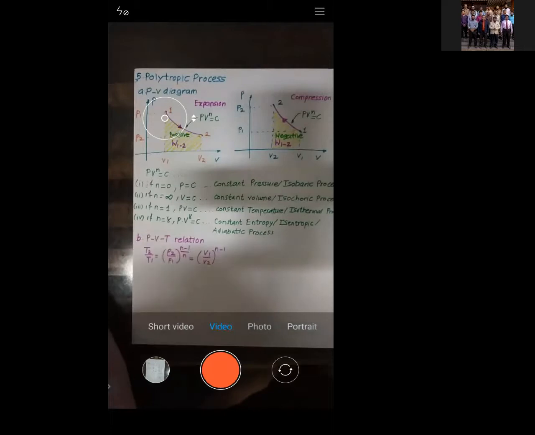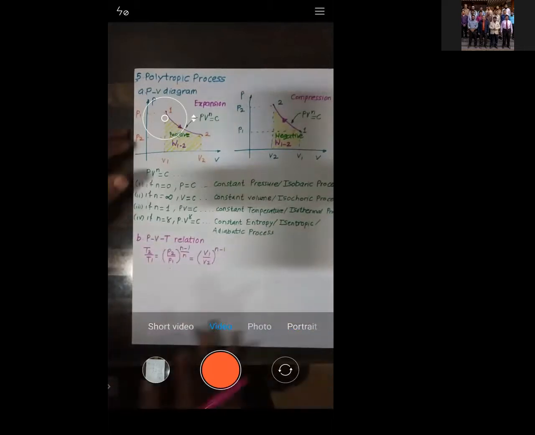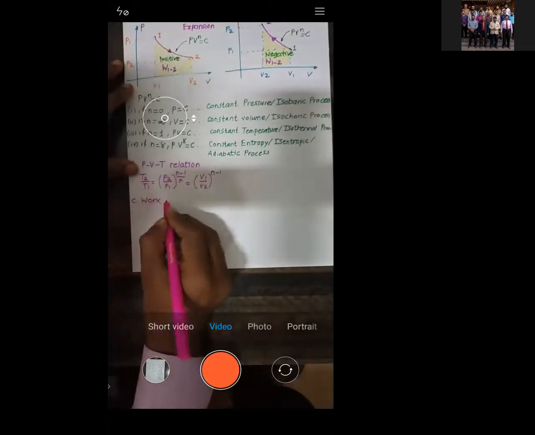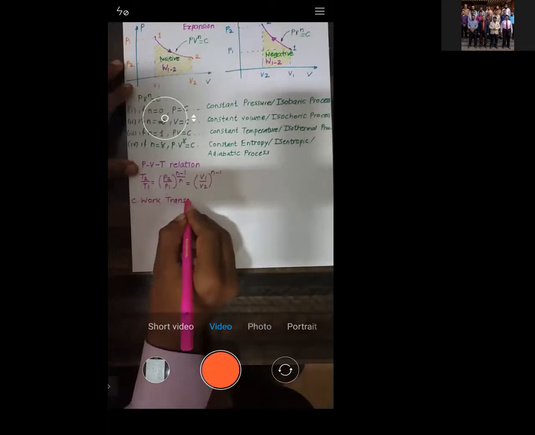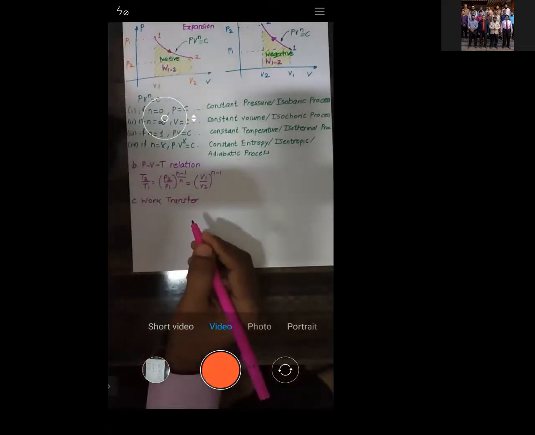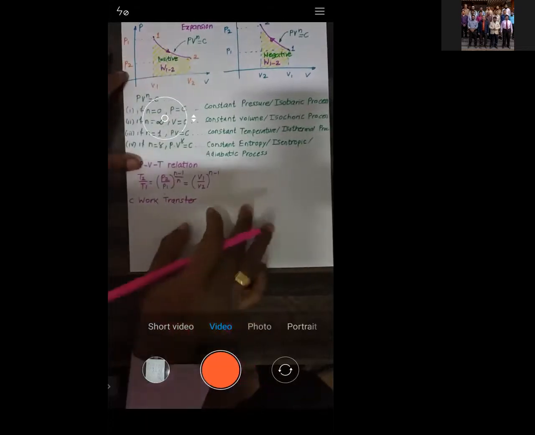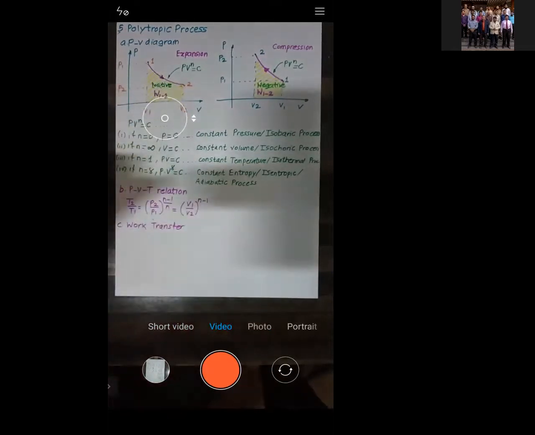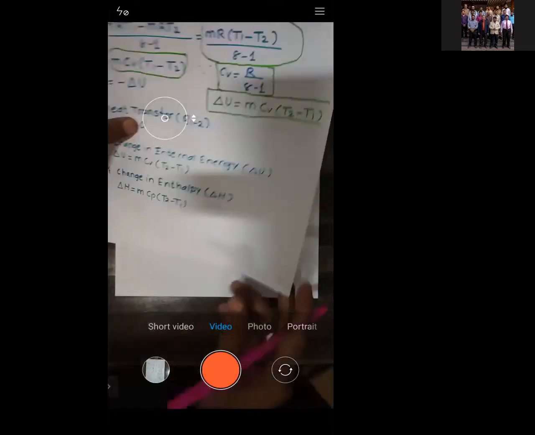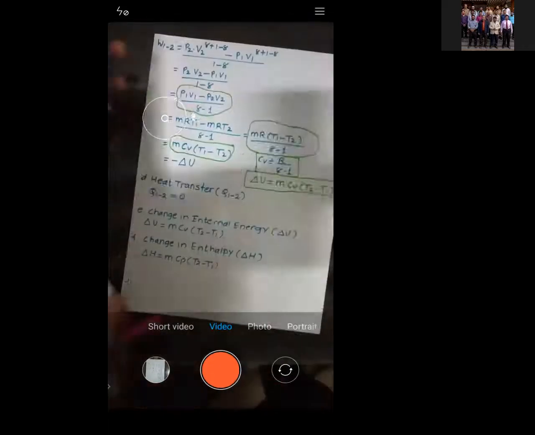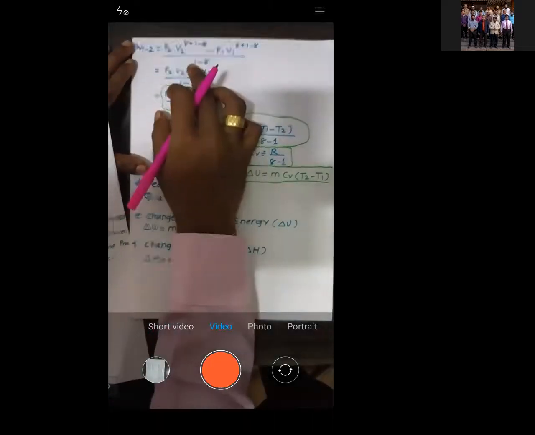Now let us calculate the next thing, that is the work transfer. Let us calculate the value of work transfer. In the last lecture we derived it. You can see this derivation. This is for the adiabatic process. Just check it. This was the expression.